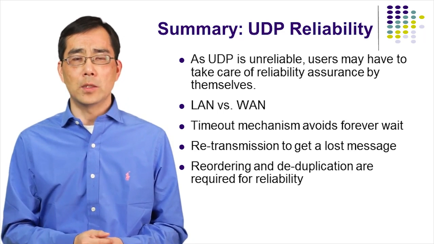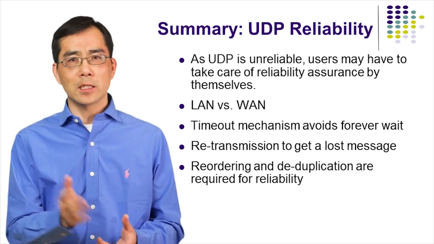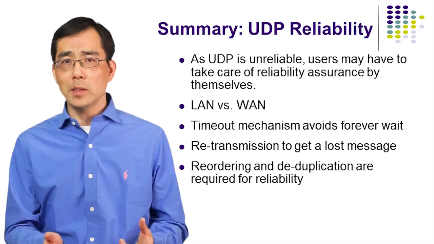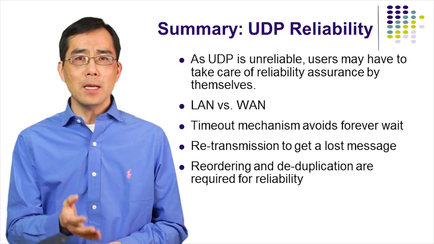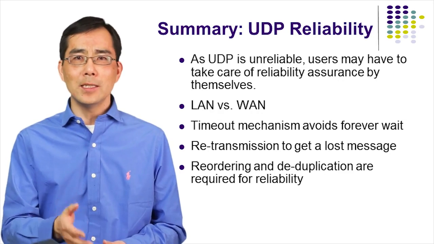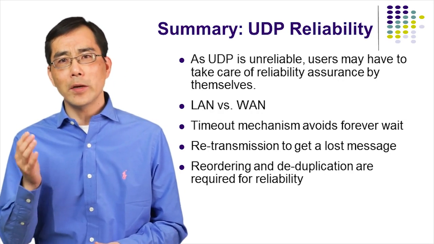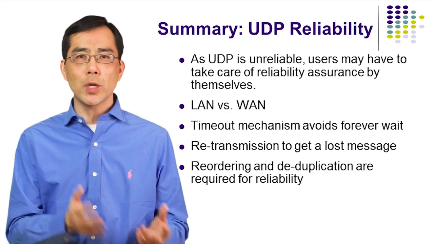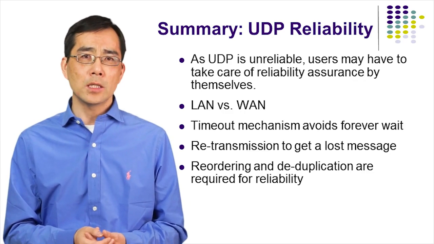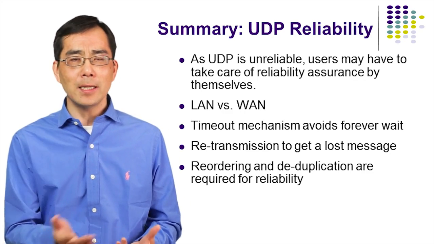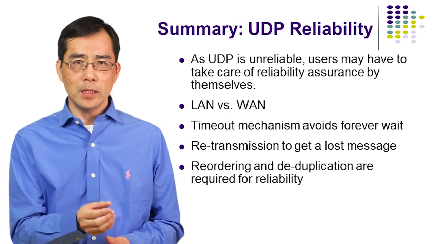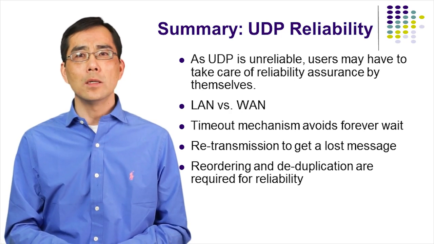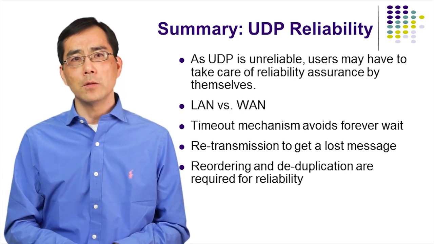But in a wide area network, datagrams may be frequently discarded by the network. So users may have to take care of reliability assurance by themselves. For example, if the reply from the server doesn't reach the client, the client will wait forever. In this case, the client must provide a timeout mechanism and retransmit the message. Further reliability may be provided to order the datagrams at the receiver and to ensure that duplicated datagrams are discarded. We will learn reliable communication protocols in future lessons.